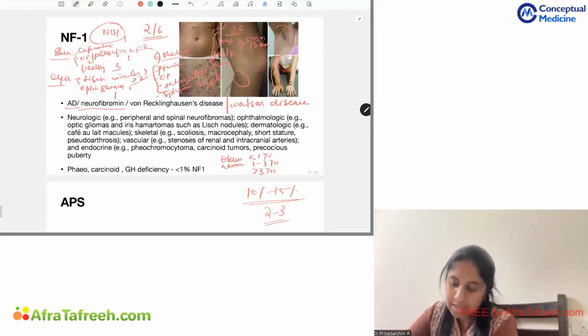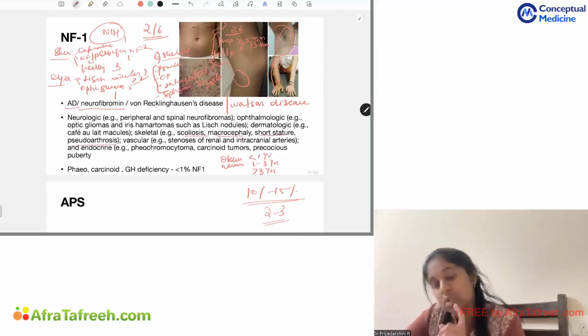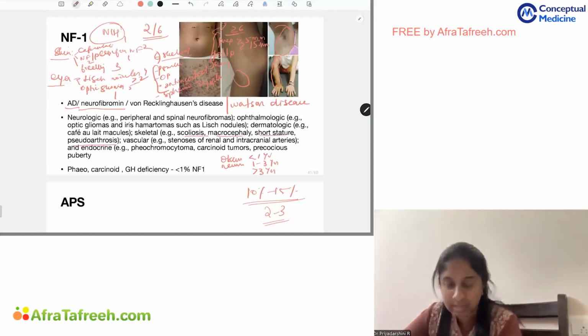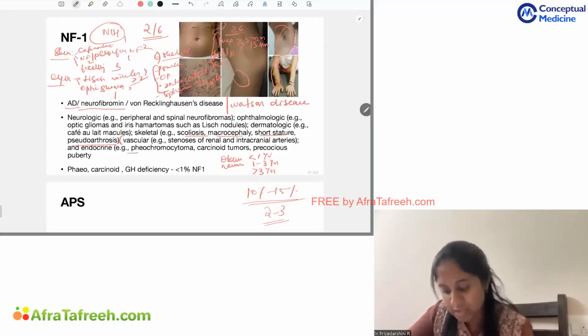be there, skeletal scoliosis, macrocephaly, short stature, pseudoarthrosis, mostly pseudoarthrosis of the tibia would be seen. And they may present with pheochromocytoma. And neurofibromatosis type 1 is the only condition which may present with endocrine manifestation, which is pheochromocytoma.